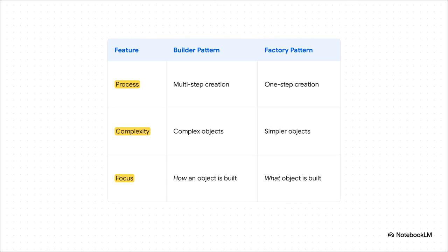Think of it like this. A factory is like a vending machine. You push one button and a complete object pops out. It's a one-step deal and it's all about what you get. The builder, on the other hand, is like ordering a custom sub at a sandwich shop. It's a multi-step process that's focused on how the object is assembled, giving you total control over every ingredient.